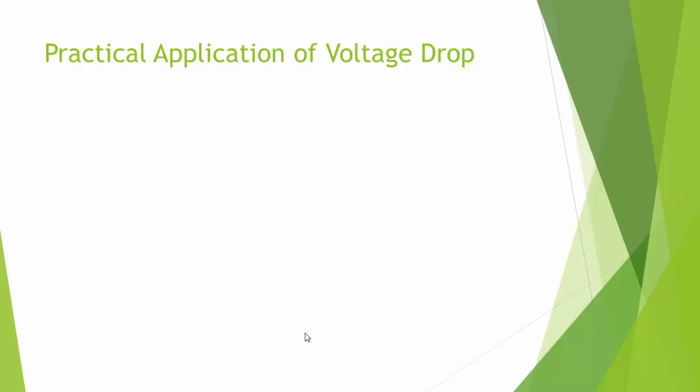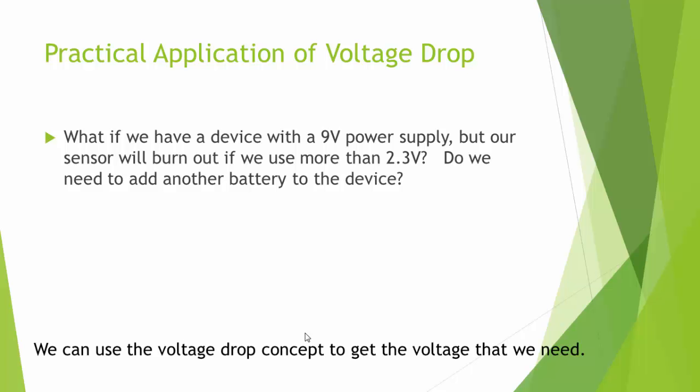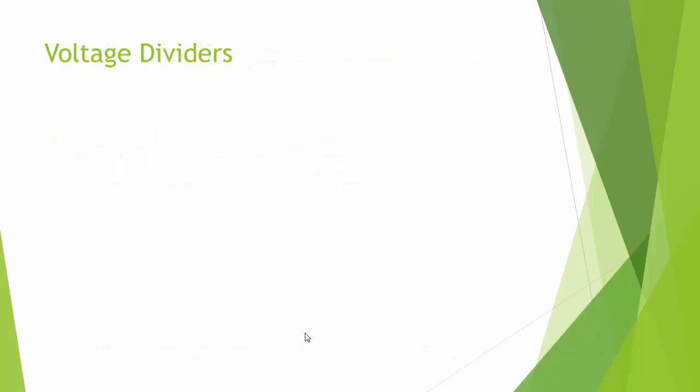But what about practical applications of this? If there aren't any practical applications, why talk about it in an engineering course? And in fact, there are some practical applications. Let's ask ourselves, if we had a device with a 9 volt power supply, but a sensor that burns out if we have more than 2.3 volts, what do we do? Do we go out and add the mass and expense to our device to have a 2.3 volt power supply as well? Well, the answer is we can use voltage drop to get the voltage we need for this thing.